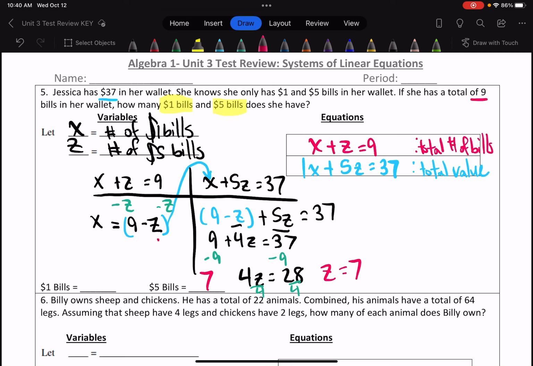Then I can use that value and replace z in the first equation. So I've got x is equal to 9 minus 7. 9 minus 7 is 2. So that means she had 2 $1 bills in the wallet and 7 $5 bills. I can check myself. 7 times 5 is 35. 35 plus 2 is $37. And 2 plus 7 does equal 9. So I've got the 9 bills accounted for, and I've got the $37 accounted for. I am done solving that system.